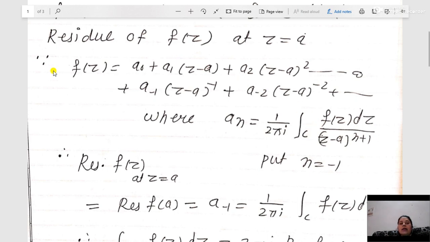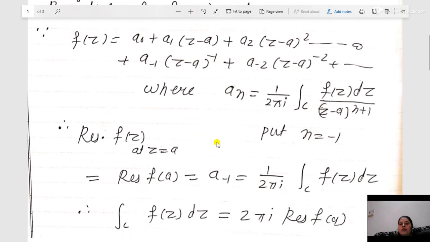So, in this expansion, the coefficient of (z minus a) inverse, which is equal to a subscript minus 1, is known as the residue of f(z) at z equal to a, and it is also denoted as residue of f(a). To calculate a subscript minus 1 in this formula, we have to put n equal to minus 1 to get the residue at f(a). So residue of f(z) at z equal to a is equal to a subscript minus 1.